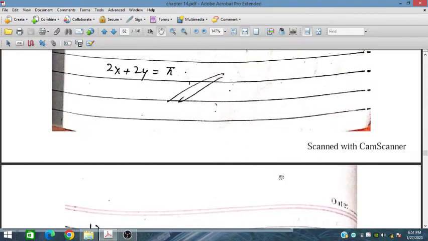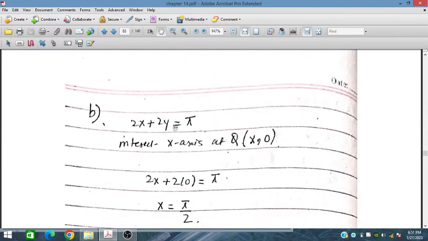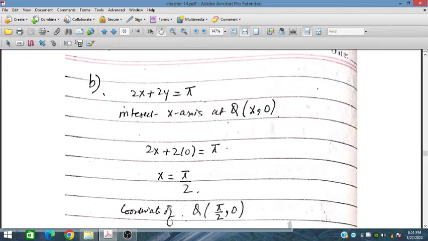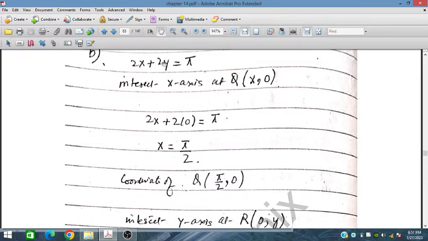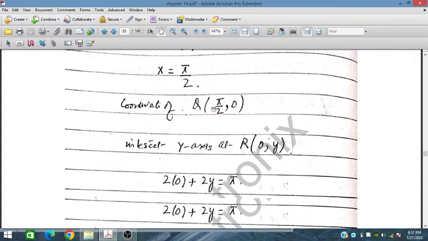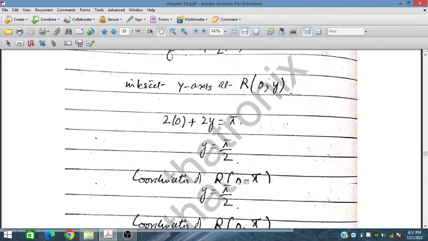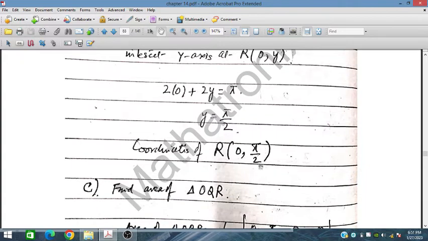This is part 1. In the second part, 2x plus 2y equals pi is the normal equation, and this normal intersects the x-axis at point Q. At this point we have some x value and the y value is 0. So y is 0, so x is equal to pi by 2. The coordinate of Q is obtained as pi by 2 comma 0. Similarly, for R the x value is 0 and the y value is pi by 2, so R is 0, pi by 2.